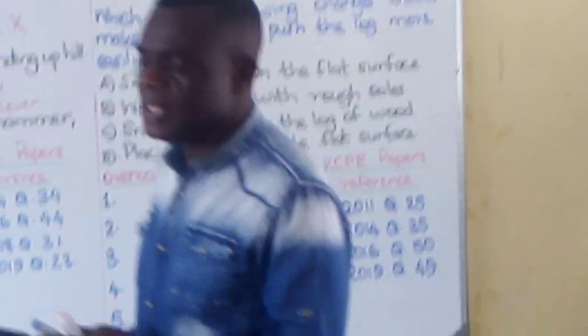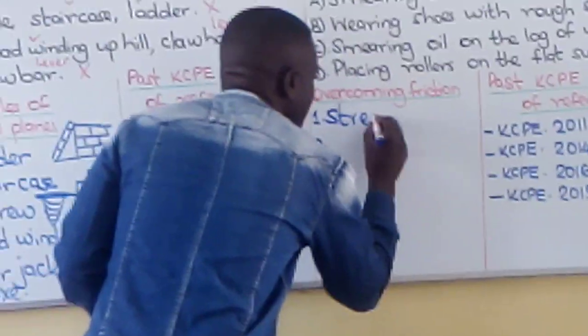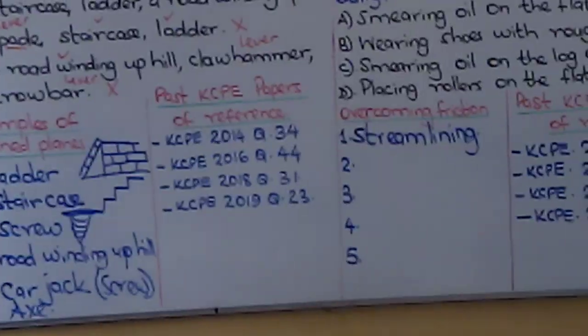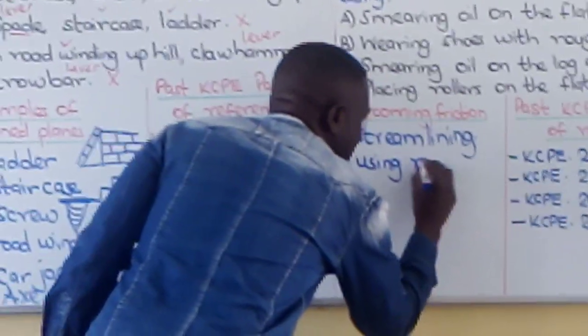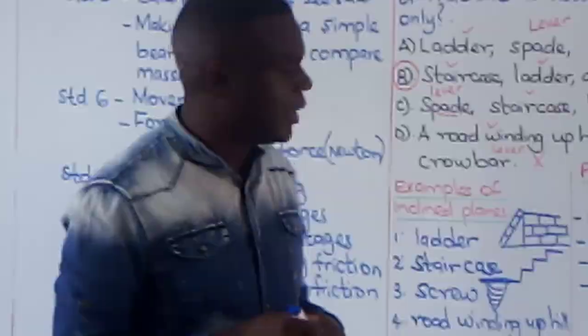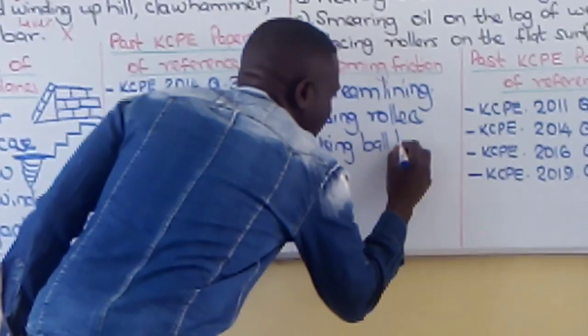Let us list down some ways of overcoming friction. One is streamlining. That is one. Streamlining. It helps overcome friction. Use of rollers. Using rollers is another example. Using ball bearings.